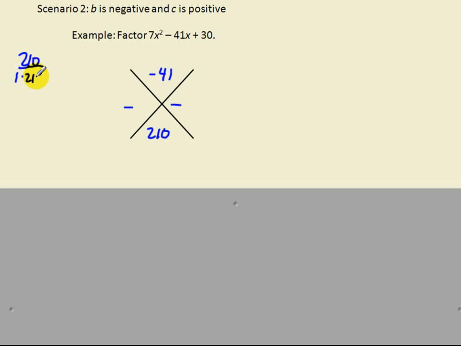So for example, 1 times 210, ridiculously large here because those add to 211, not 41. How about 2 times 105? That won't work. 3 times 70, no. 4 won't go into 210, 5 will. 5 times 42, those add up to 47, so we're getting closer. 6 goes into 210, 35 times. Those add up to 41. So we have a negative 6 and a negative 35. Those will multiply to 210 and add to negative 41.